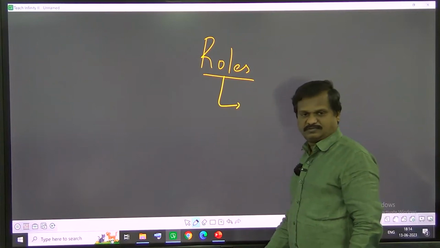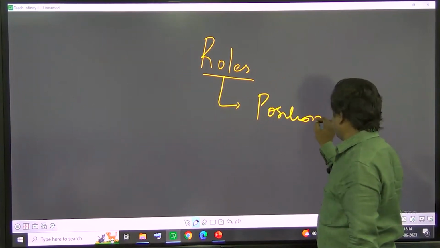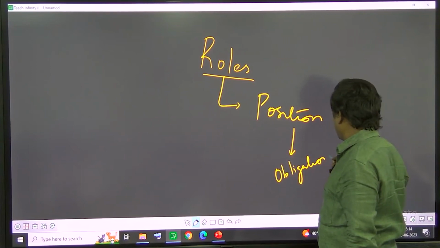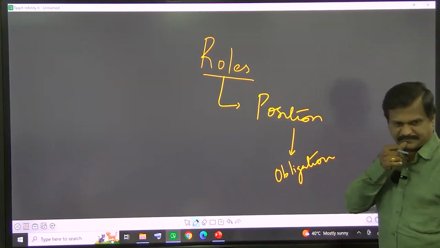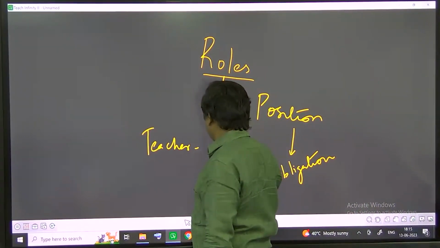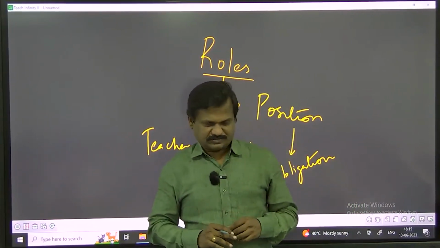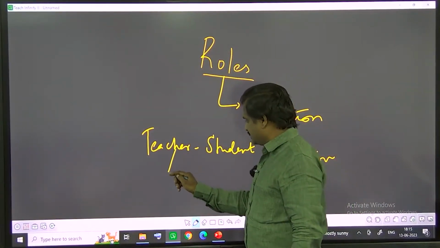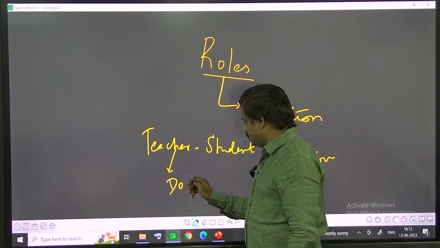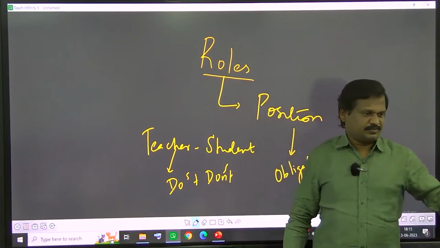Role means a position in which there is an obligation. Teacher is a role. Student is a role. Teacher, student, they are only roles. When you say they are roles, it is a position and there is a responsibility, which means there are certain do's and don'ts in this relation. You have to have certain do's and don'ts.